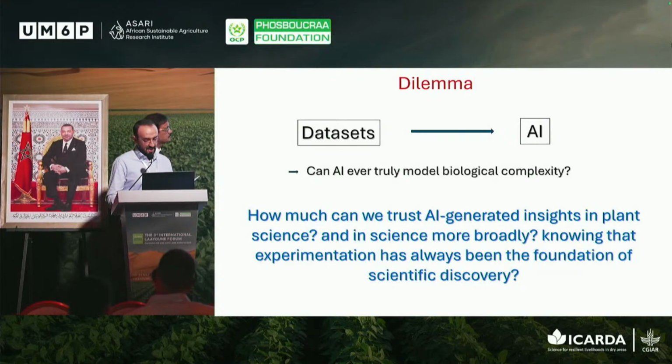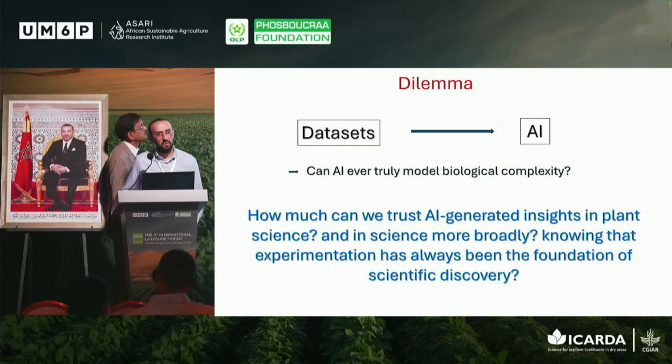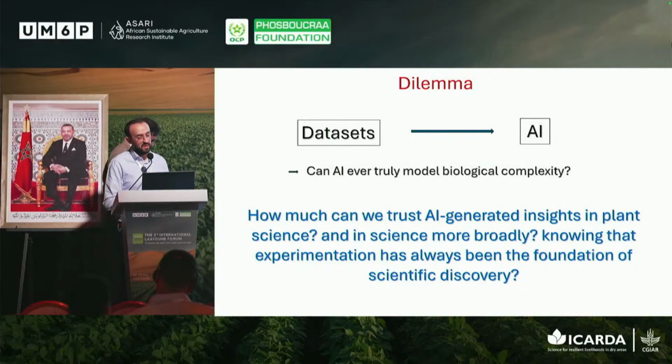I was discussing with a colleague, Professor Hmouni, about AI. As I mentioned before, we are trying to use some AI tools into our approach for complementary analysis, etc. So knowing that AI algorithms are based on data sets that remain limited compared to the vast diversity and probabilistic complexity found in nature and in biology, how much can we trust AI-generated insights in plant science and in science more broadly, knowing that experimentation has always been the foundation of scientific discovery? Thank you very much.